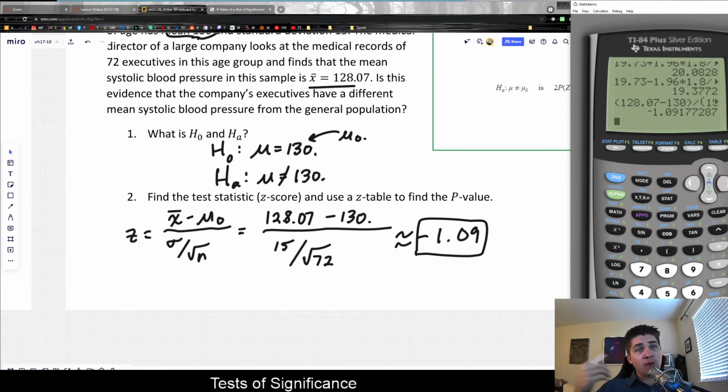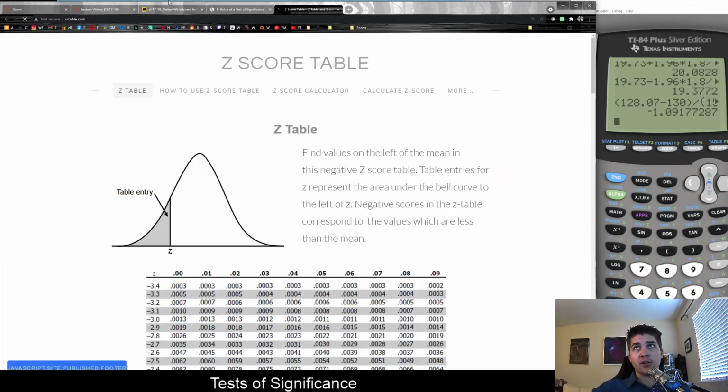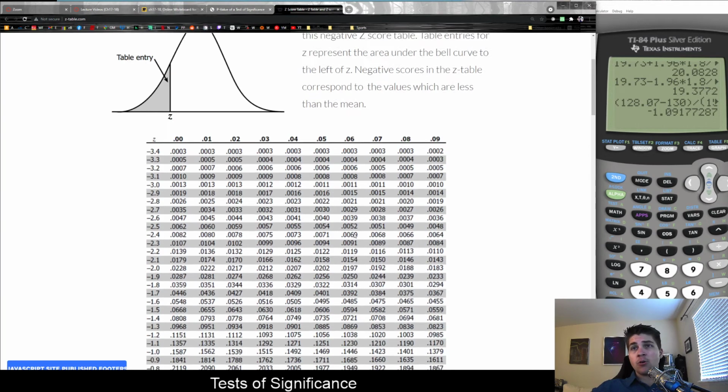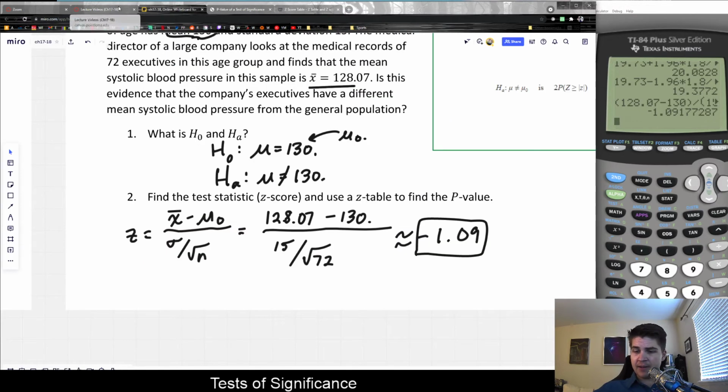Then we find a p-value from there using Table A. Or you can use various different resources to figure out the associated p-value. But let's just go to ztable.com to figure out our probability for this particular z-score. Going to the z-table, negative 1.09 would be all the way over here, and we get 0.1379. So let's copy that down.